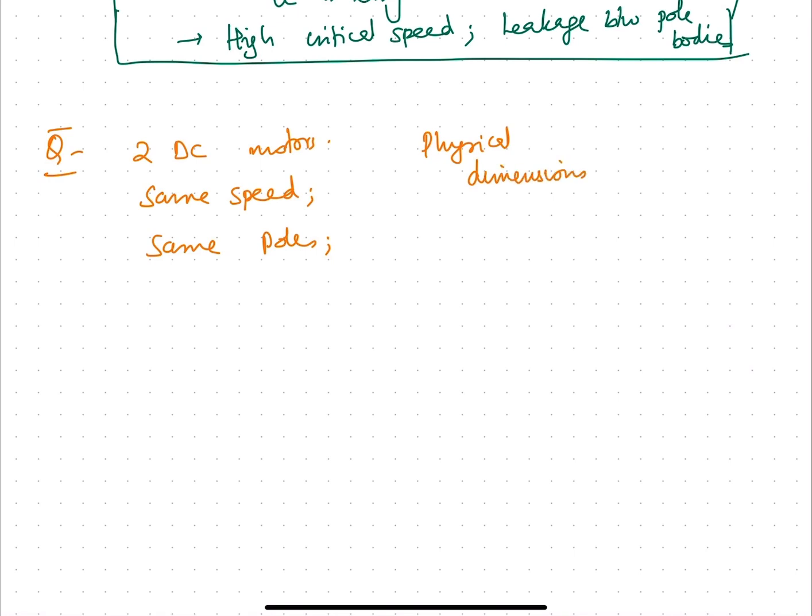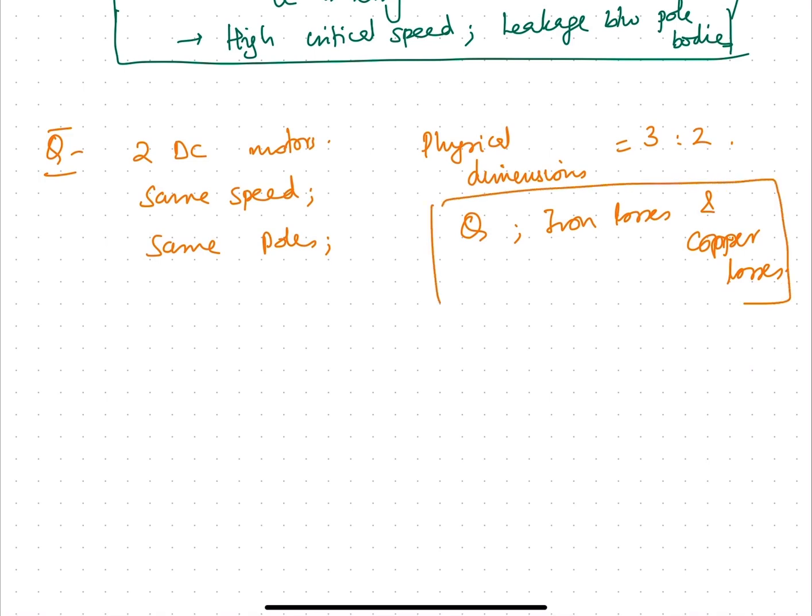The physical dimensions of these machines are in the ratio of 3:2. So what we are asked is to compare the outputs, the iron losses and the copper losses. Okay, so we are asked to comment upon the two, when we are given that we have two DC motors which have the same speed, the same number of poles, and the physical dimensions are in the ratio of 3:2. You have also been asked to mention any assumptions that you make.